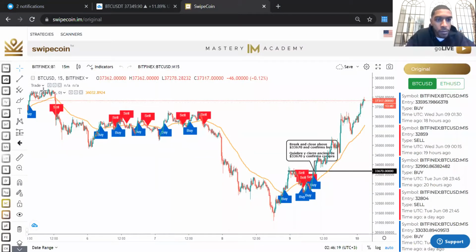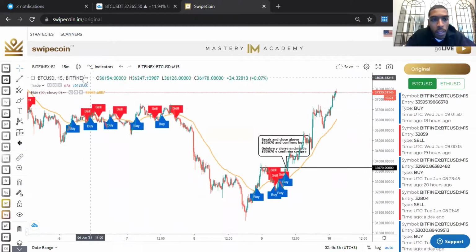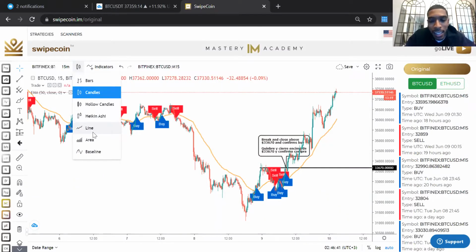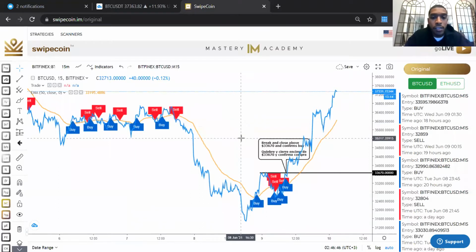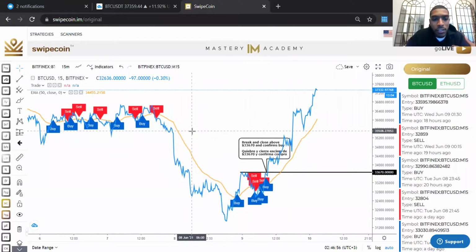Step 1, you want to change this from the candle chart to the line chart. So you need to go over here to the top left, where you see Bitfinex, BTC USD, and 15 minutes. That's the time frame that we're on. Then you see this little picture with the candles. You want to click on that and change that to the line chart. Now, me in particular, I don't necessarily like using the line chart to find support and resistance. I prefer the candles. But if you're doing it by the book, you want to change it to the line chart to find where price is rejecting from.